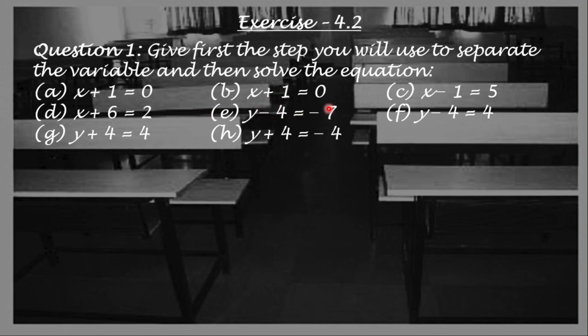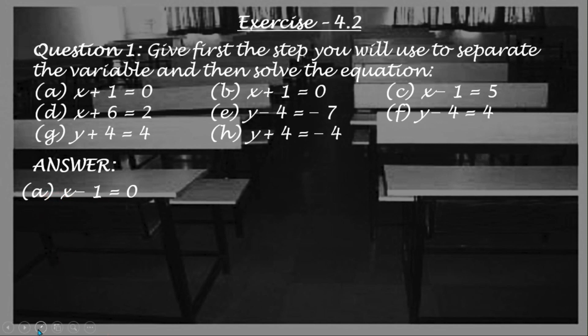See here what we have to do. We have to write only the first step. What is the step we will take to solve this equation? The first step, we have to write it. So let's take the first question. The first question is x minus 1 equals 0. So how will you do this question?